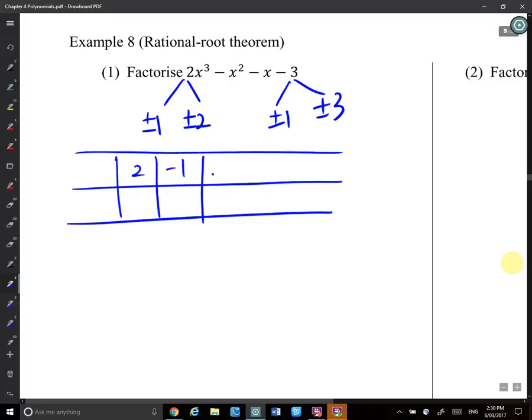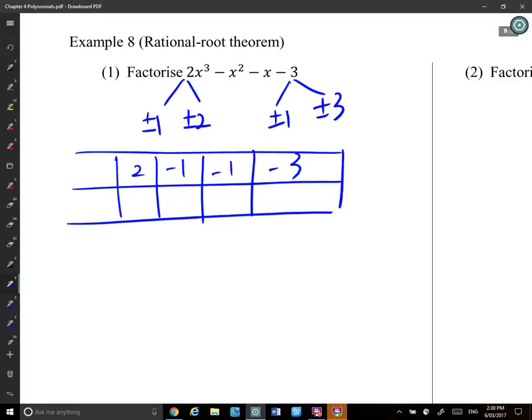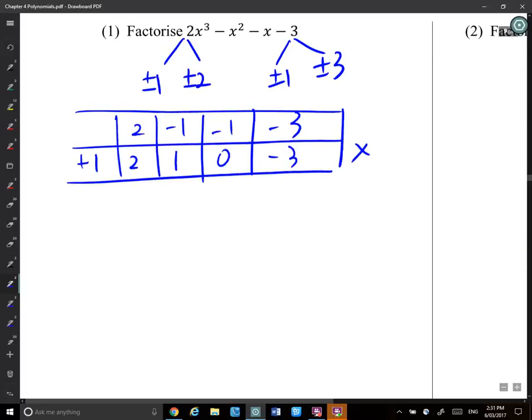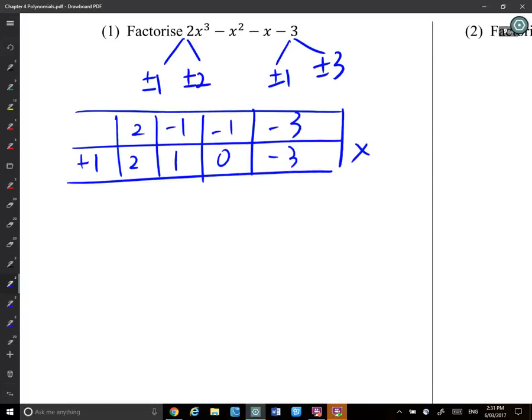Okay, we have this table here, and we try a number. Let's try plus 1 here. That gives you 2. 2 minus 1 is 1. 1 times 1, 1 minus 1, 0. And that's a minus 3. That's not going to work. And it will be the same if you try all plus minus 1, plus minus 2, plus minus 3. Those 6 numbers, none of them work. So none of those factors work.